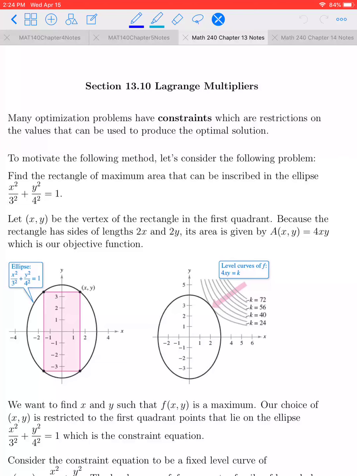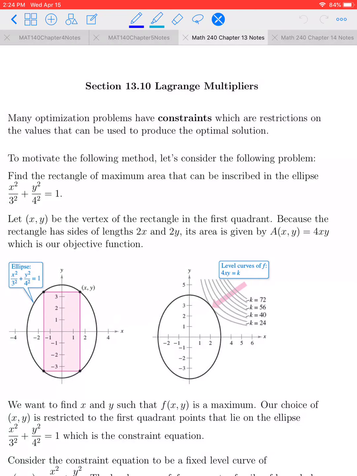In section 13.10, we're going to stick with the idea of optimization problems. And in this section, we're going to use Lagrange multipliers in order to solve these types of problems. Many optimization problems have constraints, which are restrictions on the values that can be used to produce the optimal solution.